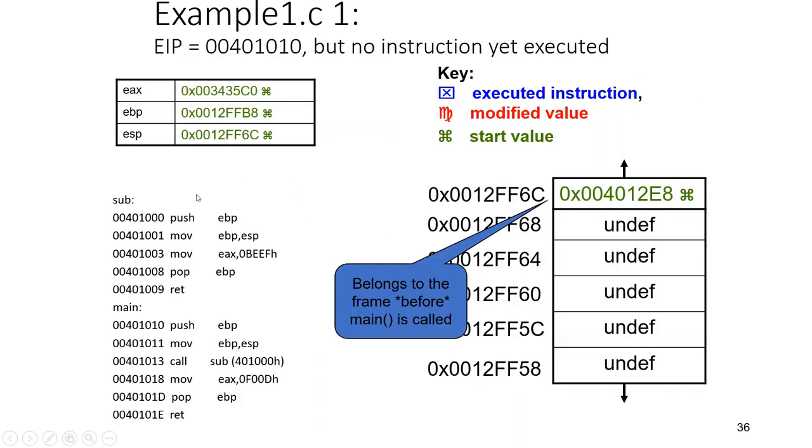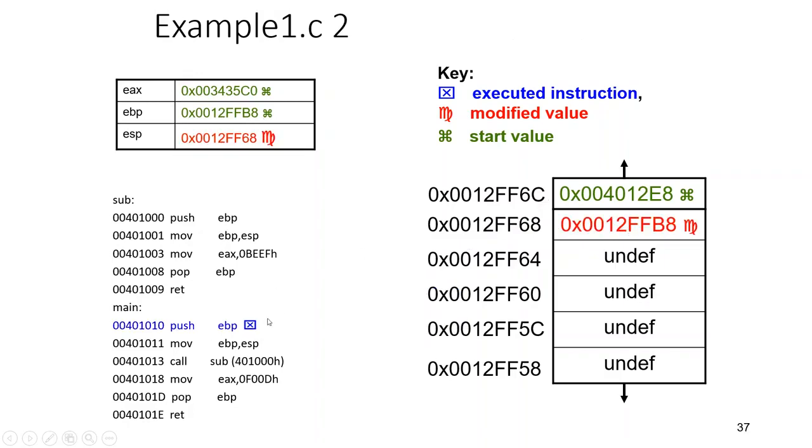So we will see how the stack works. I have some arbitrary values for EAX, EBP and ESP. This is my x86 instruction code and my stack. Let's say this is one certain frame before main, from the PE loader which called main. Now we will execute the first instruction, push EBP. The EBP value is 12FFB8, and we are going to push it onto the stack. The red ones are modified values, green are start values.